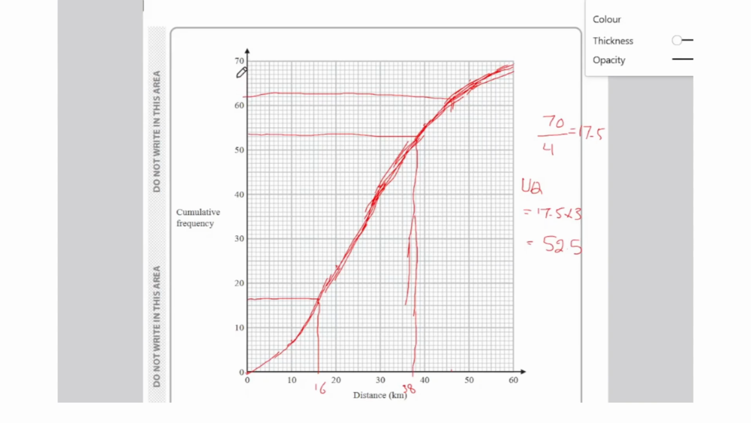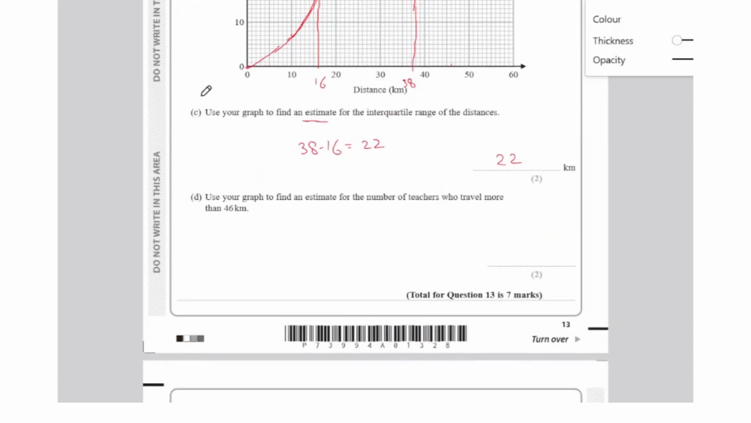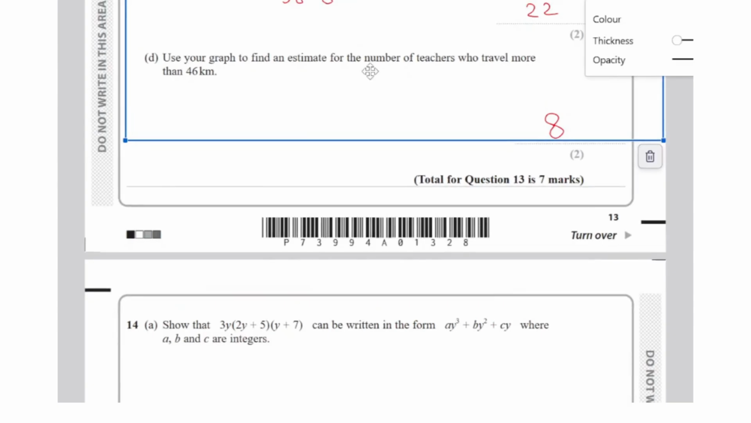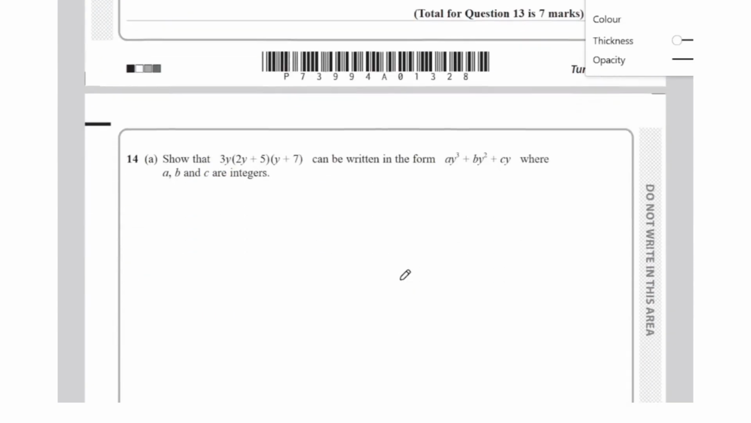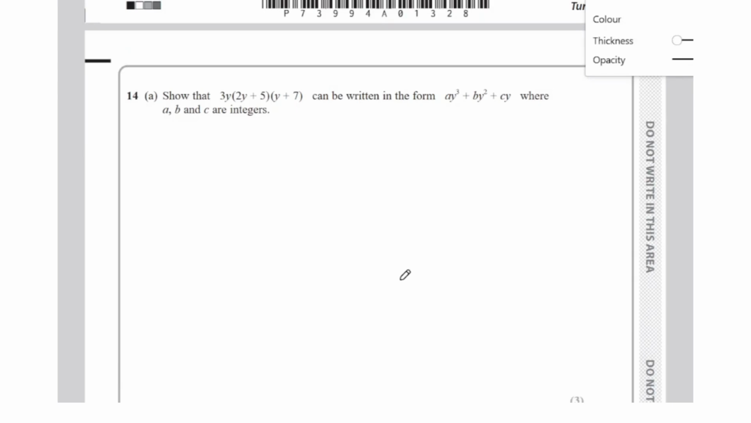So how many values are there? 70, take away 62, so we're left with 8. So we can write down here 8 people. That's it. So this is our question number 30. Okay, let's make it a bit bigger so we can see clearly. Now we have question number 14.